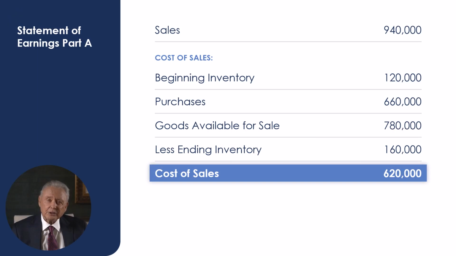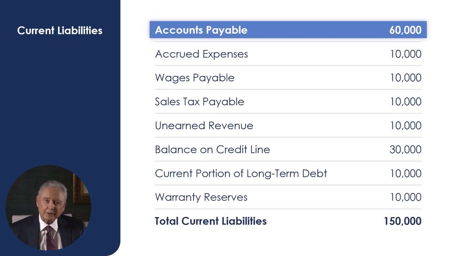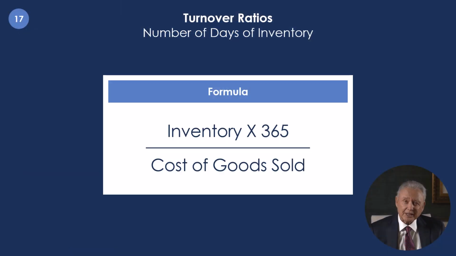Here we see cost of goods sold on the earnings statement, 620,000. And here, accounts payable on the balance sheet listed as 60,000. Now we look at ratio 17, the number of days, sales, and inventory. This is inventory times 365, divided by cost of goods sold. This ratio tells us how long inventory sits before it's sold. It gives us insight into inventory efficiency.